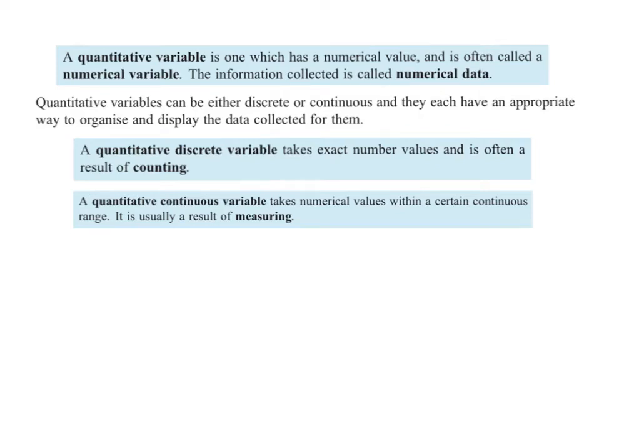This is Chapter 8, Univariate Data Analysis, Section B, Quantitative, or as we say, numerical data. If we recall from our terminology from Section A, let's just remember what quantitative variables mean. There's two types, right? We talked about discrete and continuous. Discrete variables take exact number values, and it's often the result of counting. A quantitative continuous variable takes numerical values within certain ranges, and it's usually the result of measuring.